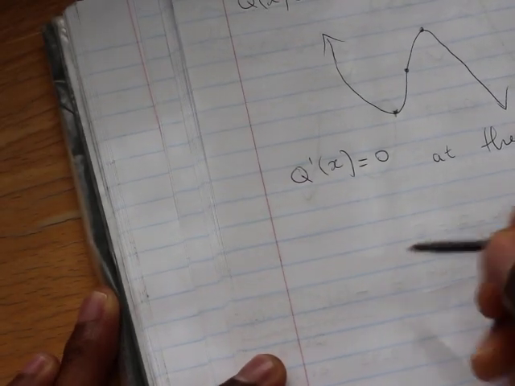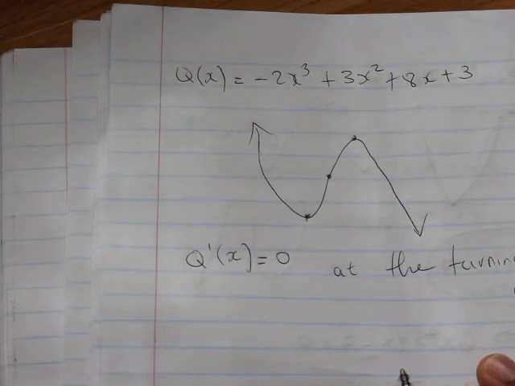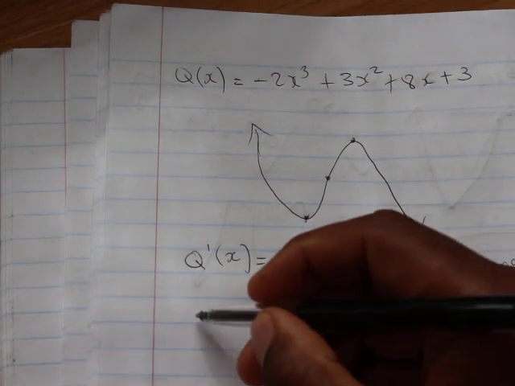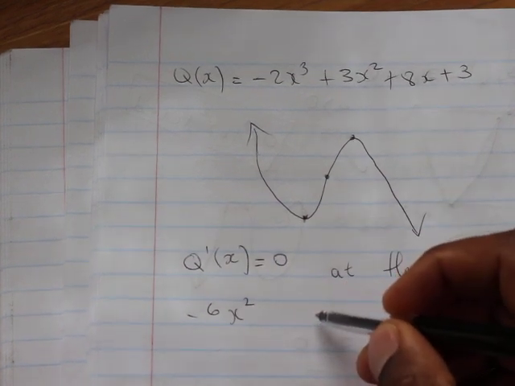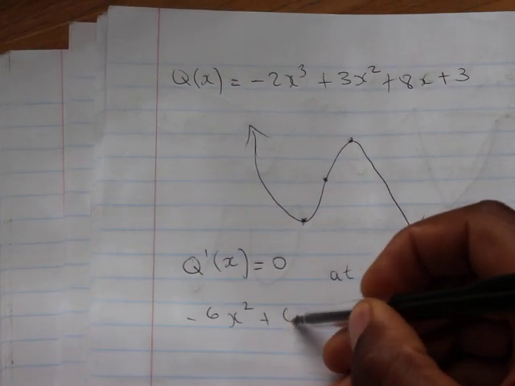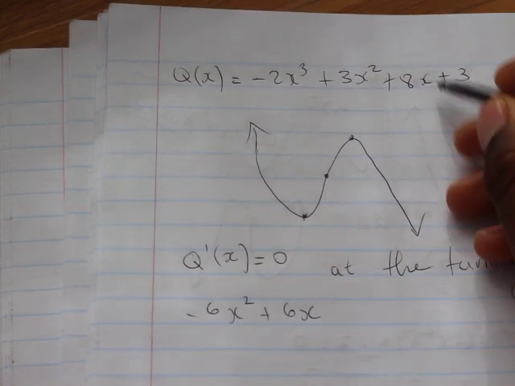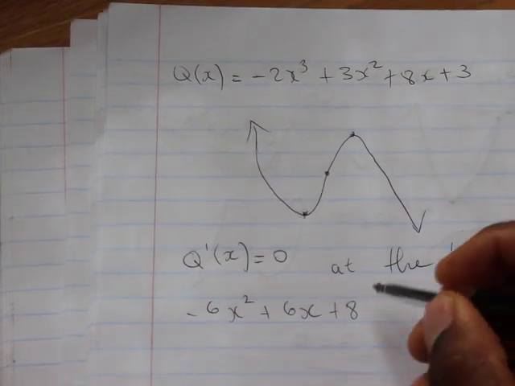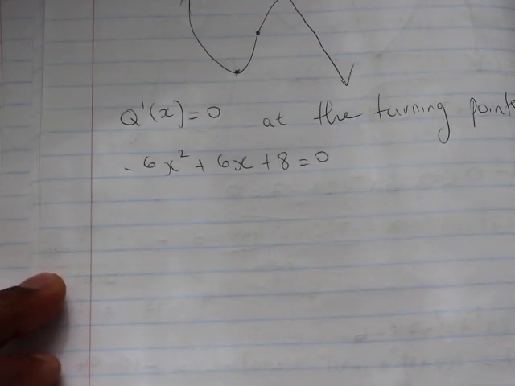So now let's get right into q prime of x. Q prime of x, so minus 2 times the 3, then the 3 minus 1, that becomes minus 6x squared. And then 3 times 2 here, that's plus 6x, and then the 2 minus 1 gives us 1, and then 8x just becomes 8, and then the 3 falls off. That's just a constant, the derivative is 0.